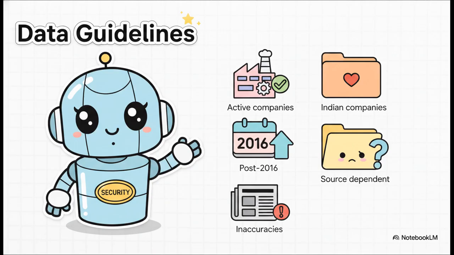Fourth, vehicle data relies entirely on source availability. So, if a fund hasn't publicly disclosed which vehicle made the investment, it might just show up as NA or non-actual. And finally, because this intelligence is sourced directly from fund websites and news outlets, any inaccuracies from those original sources might naturally flow through to the platform.